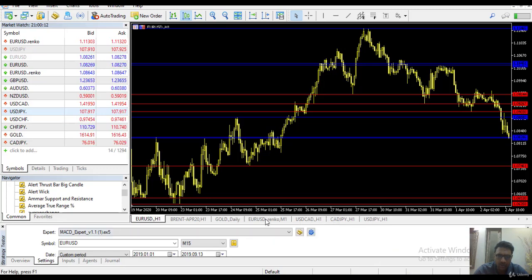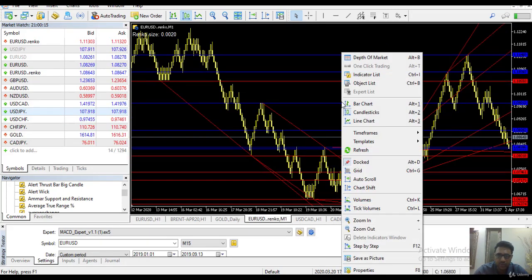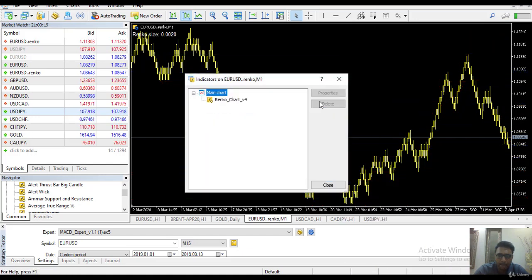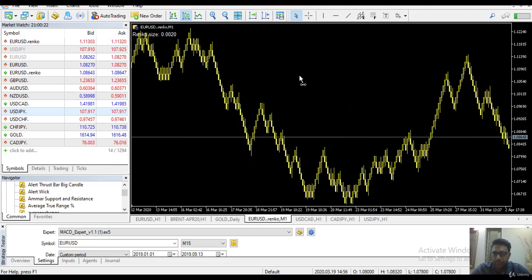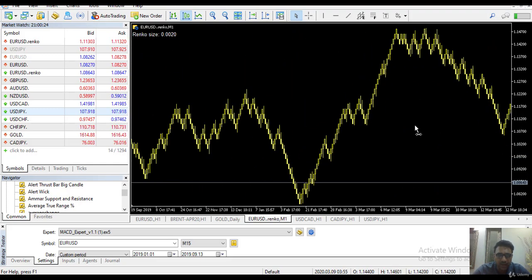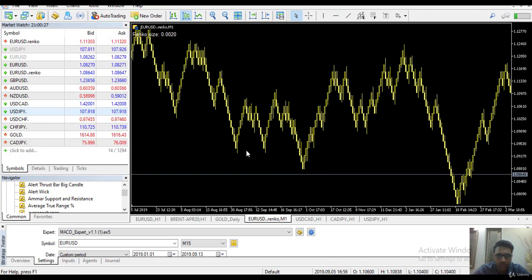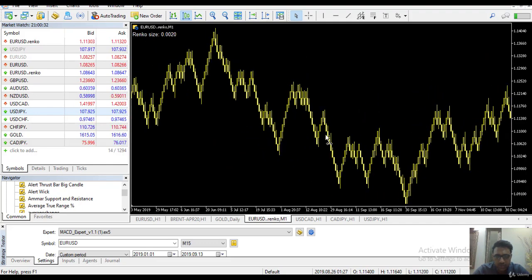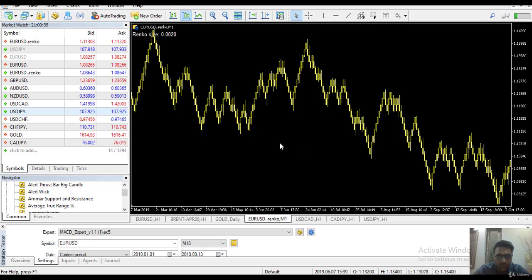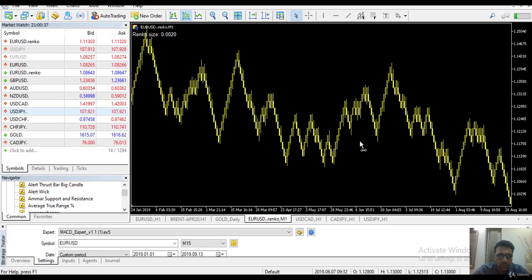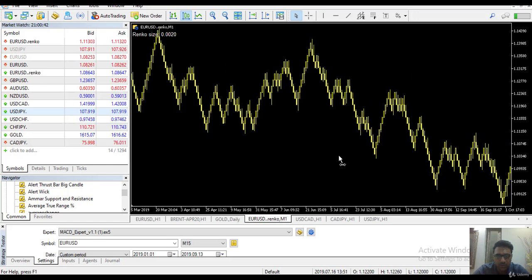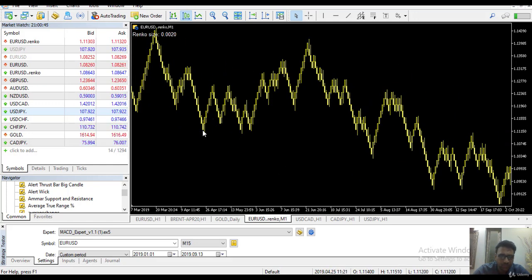So here we were. Let's remove this indicator for now. Okay, so moving back, let's look at, for example, this one. This is the area where it bounced really hard back.